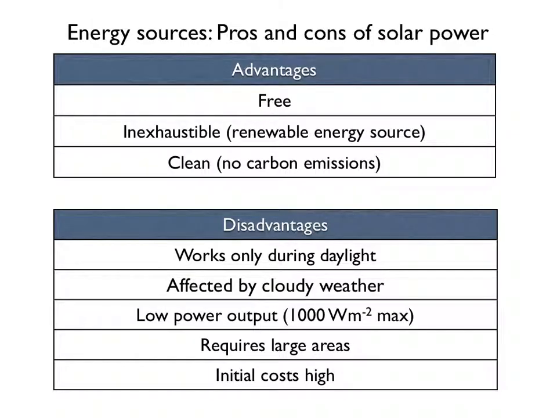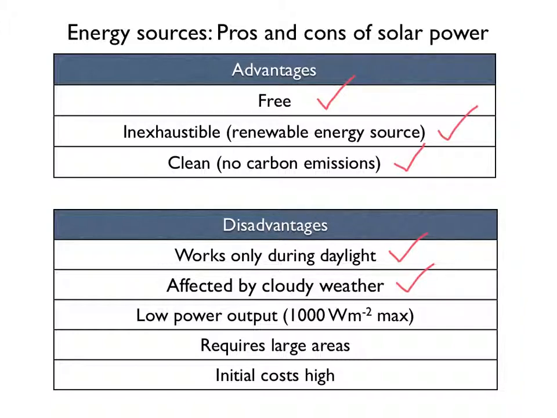So to summarize the advantages and disadvantages of solar power, one big advantage is the sunlight is free. It's unlimited, we can't run out of it, and it doesn't produce carbon emissions, so it's clean. The disadvantages, a downside to solar power, is obviously, I hope, it only works during the daylight. It's affected pretty severely by cloudy weather.